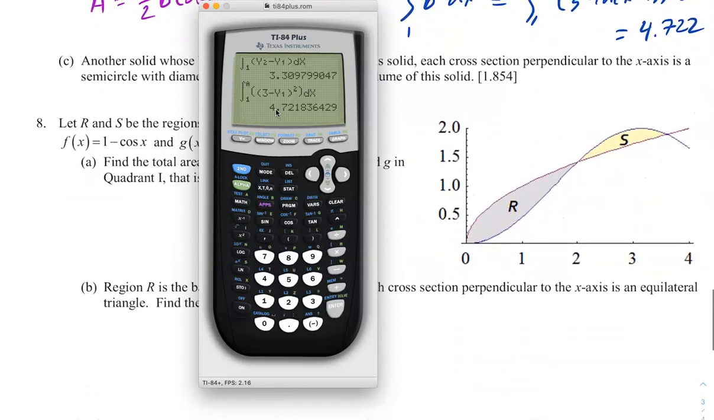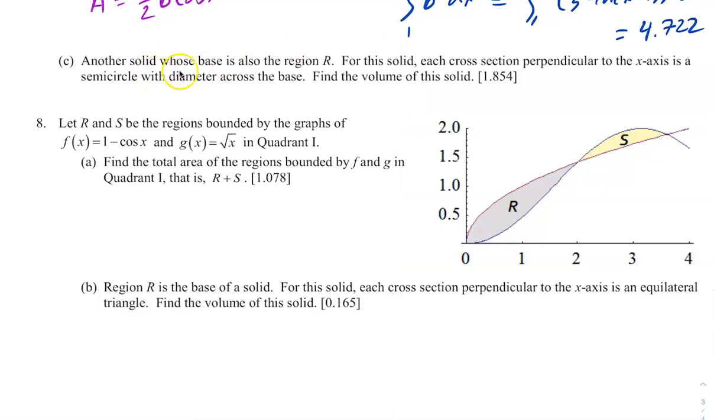Okay, C. Another solid with the base is also the region R. For this solid, each cross-section perpendicular to the x-axis is a semicircle with diameter across the base. Find the volume of this solid. So it's a semicircle, my least favorite one. Remember, the area of a semicircle is 1/2 pi r squared.